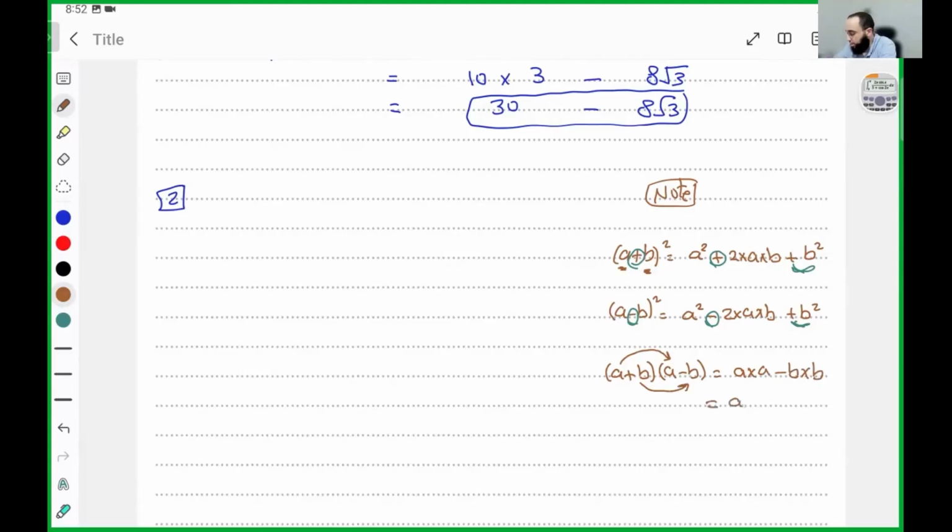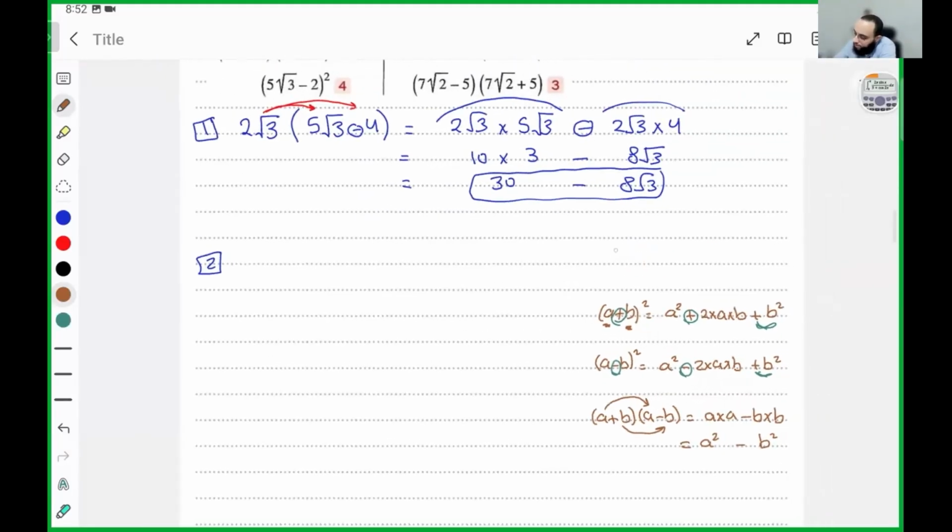And we wrote it before as p power of 2 minus q power of 2. We called it before the difference between two squares. This is the first square and this is the second square. We have a difference between two squares.